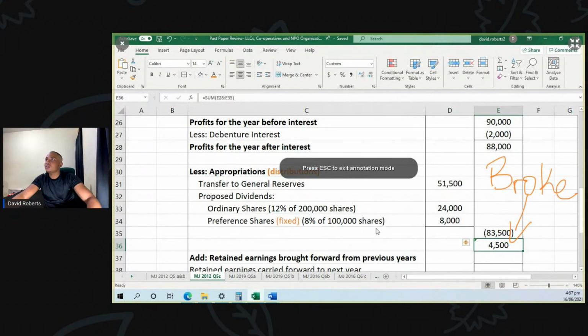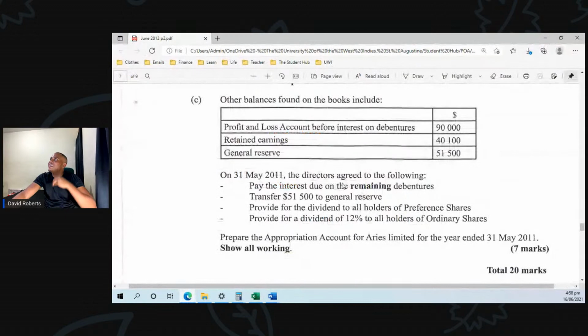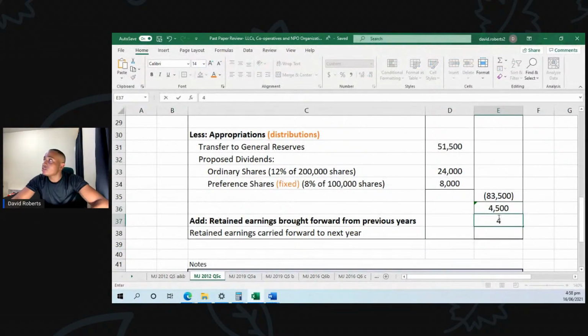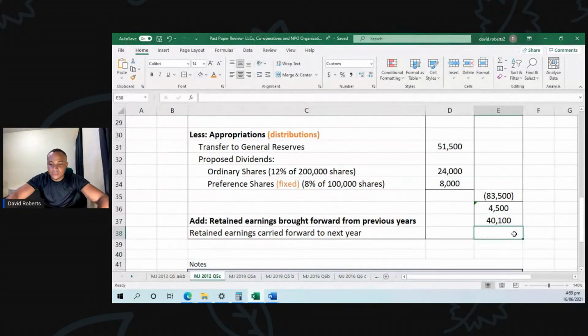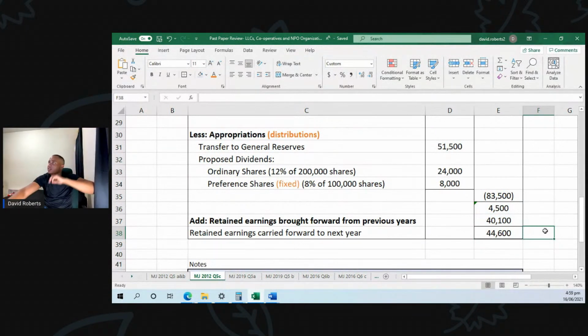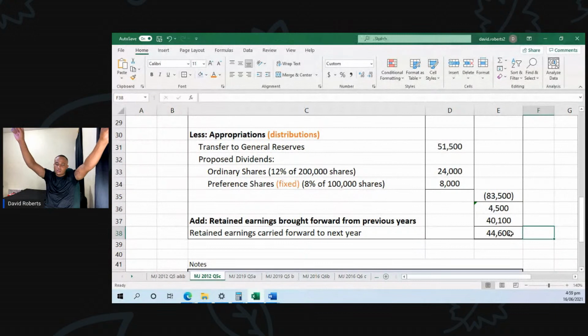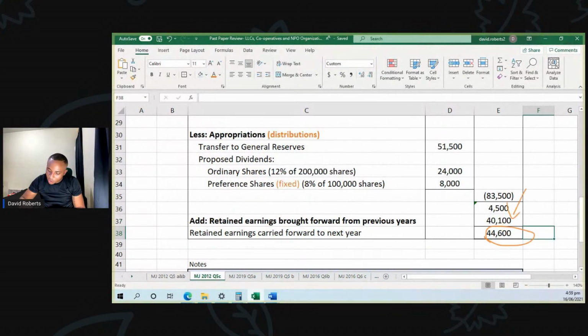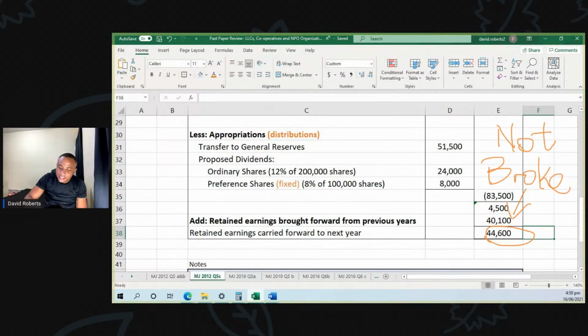So what we have now is $4,500, and we're gonna add 40,100. So add in 40,100, and now we have retained earnings carried forward to next year of $44,600. So at least now what we have is this showing that I am not broke. And what came to our saving grace? Our retained earnings. So this is money from retained earnings from previous years. So this here is what we will call our superhero.